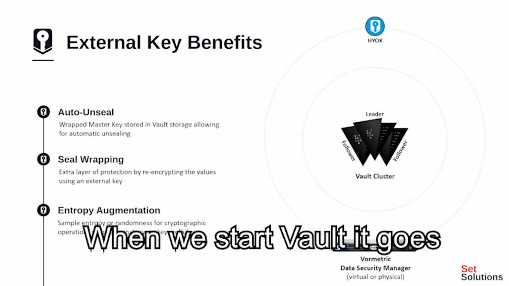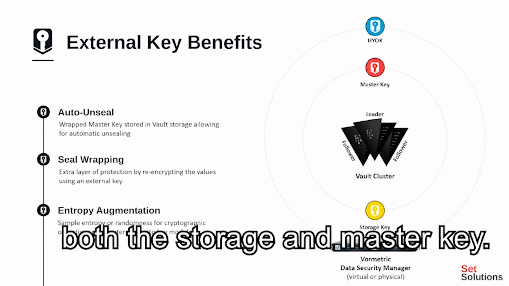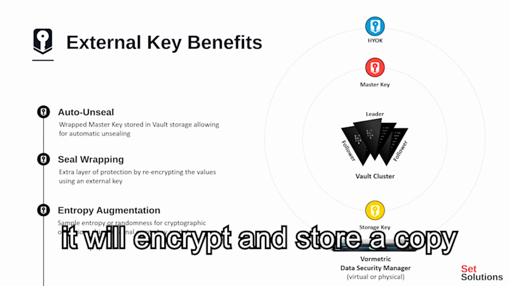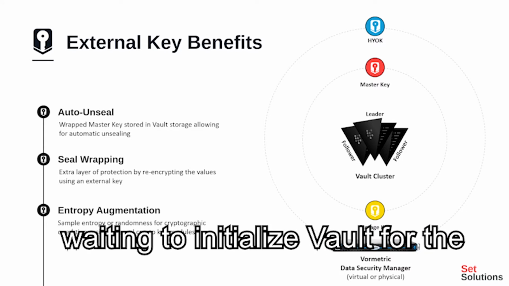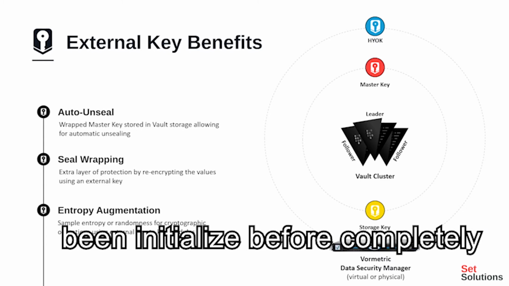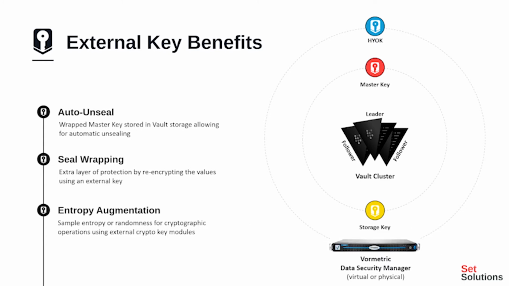When we start Vault, it goes through the process of obtaining both the storage key and the master key, and if it finds the sealed stanza, it will encrypt and store a copy of the master key, pending waiting to initialize Vault for the first time or join an existing Vault cluster that has already been initialized before completely unsealing.